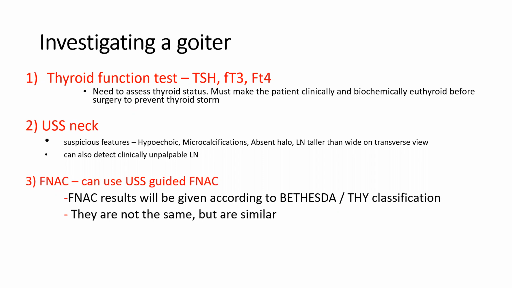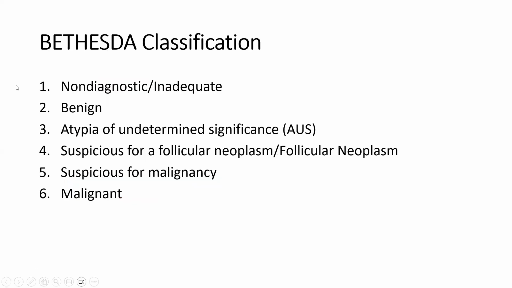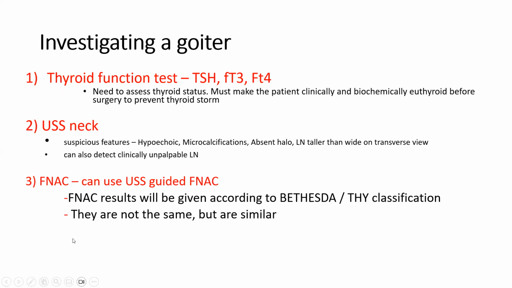Okay. Then FNAC results will be given according to the Bethesda or the THY or the Thai classification. And these are 2 different classifications. They are not the same, but are quite similar. In Bethesda, there are 6 components, and in Thai, there are 5 components. So we'll look at that just to get an idea. The FNAC is a cytological diagnosis. They just put a needle and aspirate some cells, right? Based on the microscopic appearance of those cells, they classify it.